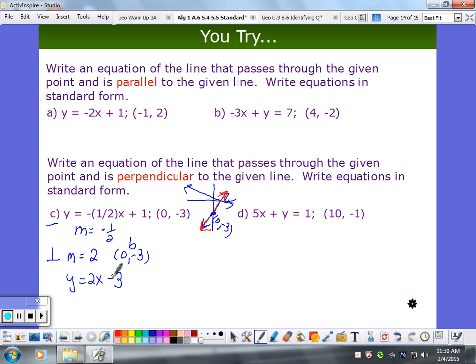Wait, how is b negative 3? Because look, (0, -3). It's the y-intercept, right there. So yeah, if you see it, you can save some time. But you can use point slope, it'll still work.